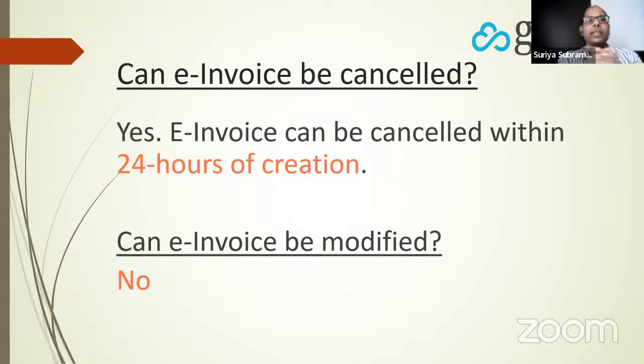Can an e-invoice be cancelled? Yes, an e-invoice can be cancelled within 24 hours. If you have generated an e-invoice now, right now is 3:50 p.m., until March 9th, 3:50 p.m., you can cancel. Beyond that, you cannot cancel the invoice. If you still want to cancel the invoice, you can cancel in your books of accounts and make sure that it doesn't go into the GSTR1.